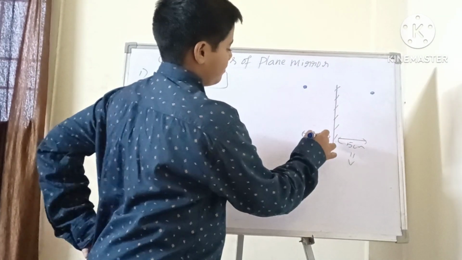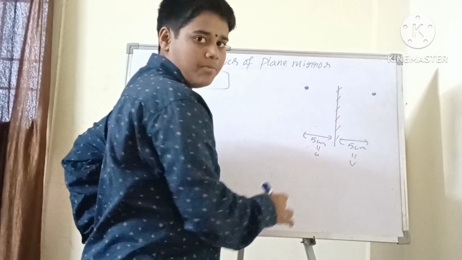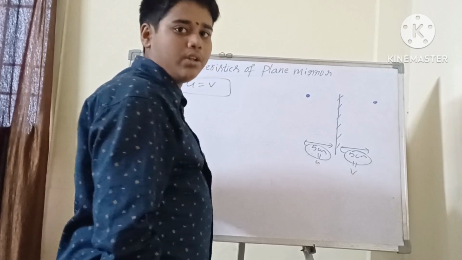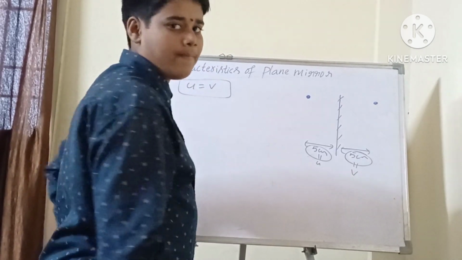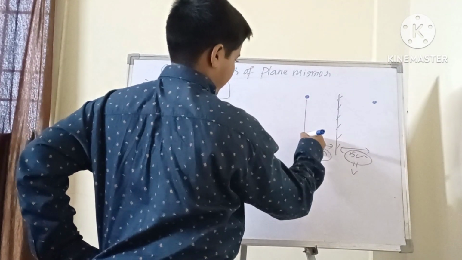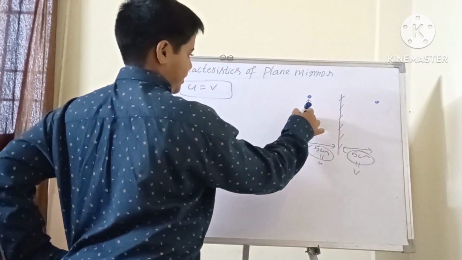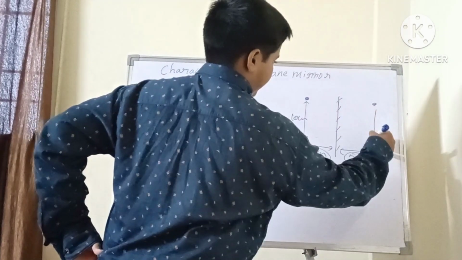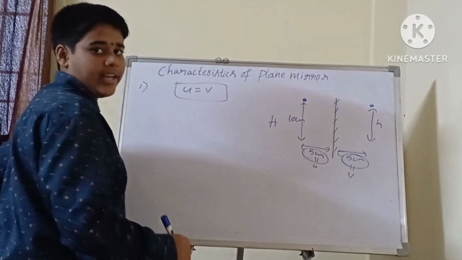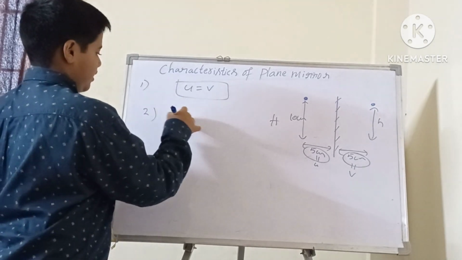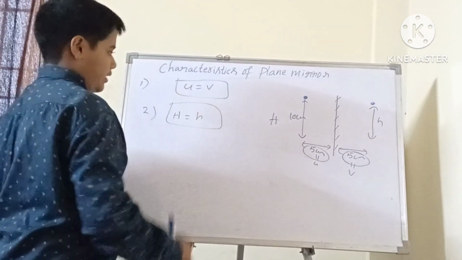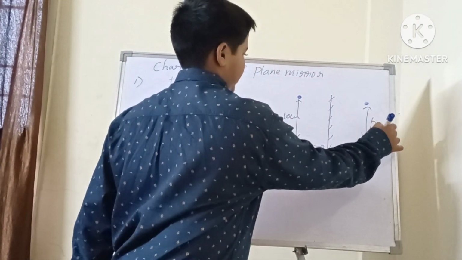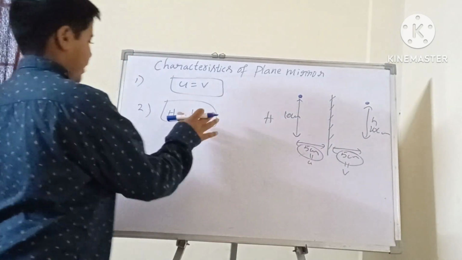If the distance between the plane mirror and the object is 5 centimeters and the image distance is also 5 centimeters, both are equal distances. Okay, for example, I am taking the height of the object as 10 centimeters, capital H. Here I am taking the image height as small h. The second characteristic is H equals h. Here the object height is equal to the image height. This is also 10 centimeters. So this is the second characteristic.